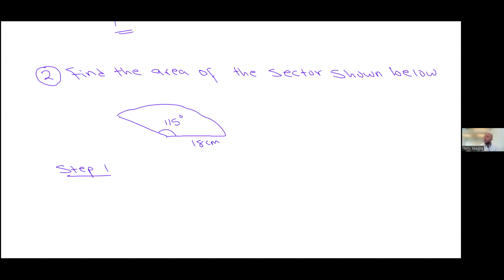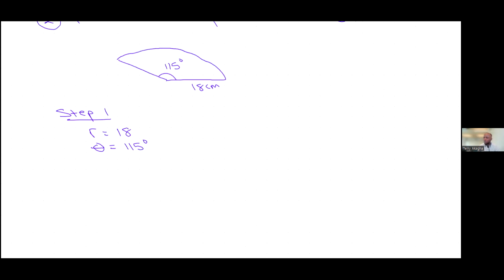So the radius here is what? 18. And the angle, which is theta, is 115 degrees. Then step two, we need to apply the formula, and we know that the area of a sector is equal to theta divided by 360 multiplied by pi r squared.